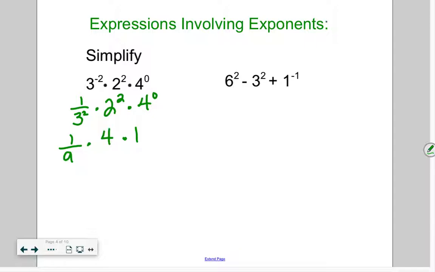Now, how are we going to multiply? Straight across. How am I going to make 4 a fraction? Put it over 1. 1 over 1. Multiply straight across. 1 times 4 times 1. 9 times 1 times 1. My answer is 4 9ths.